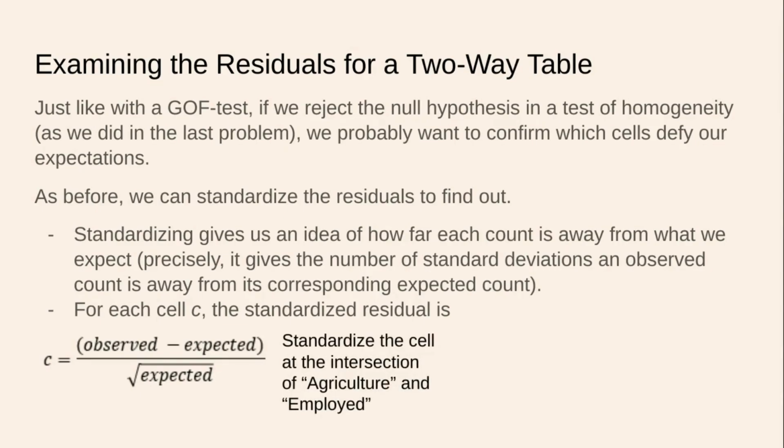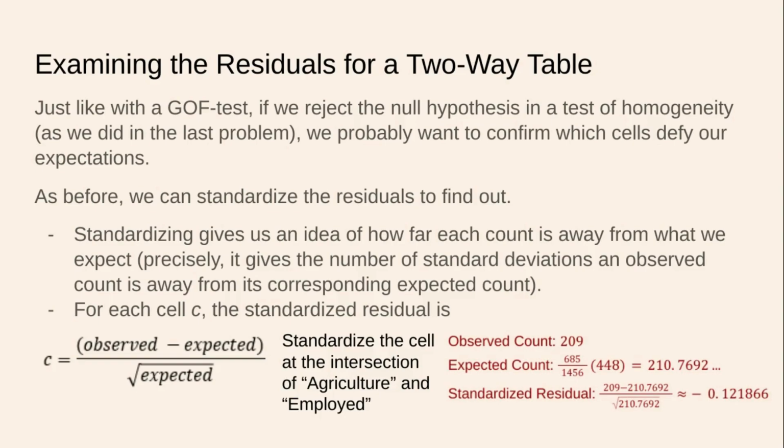Standardize the cell at the intersection of agriculture and employed. So we are tasked with standardizing that one cell, saying how many standard deviations our observed count is away from the count we would expect to get if the null hypothesis were true. All right, so let's put up the answer.